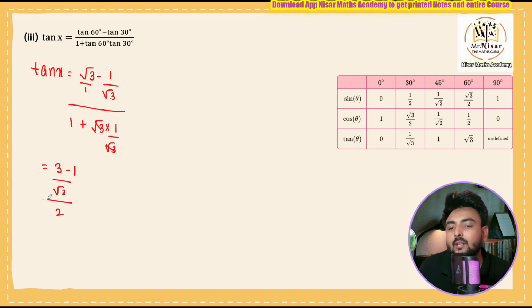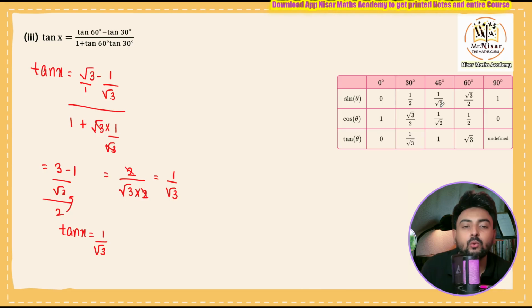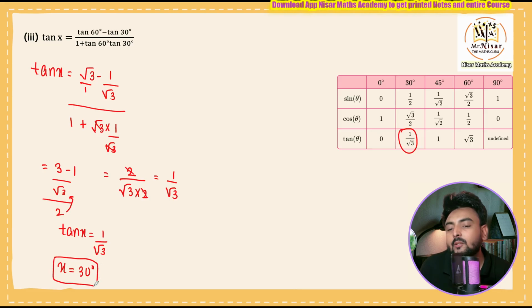Now when a single number is there, it goes in multiplication with this. So we'll have 3 minus 1 is 2, 2 by root 3 into 2, and the 2s will get cancelled. Here we have 1 by root 3. So tan x is equal to 1 by root 3. At which angle of tan do we have the value 1 by root 3? It's quite simple, it is tan 30. So I'll say here x is equal to 30 degrees. Tan 30 is 1 by root 3. Let's go ahead to the next question.